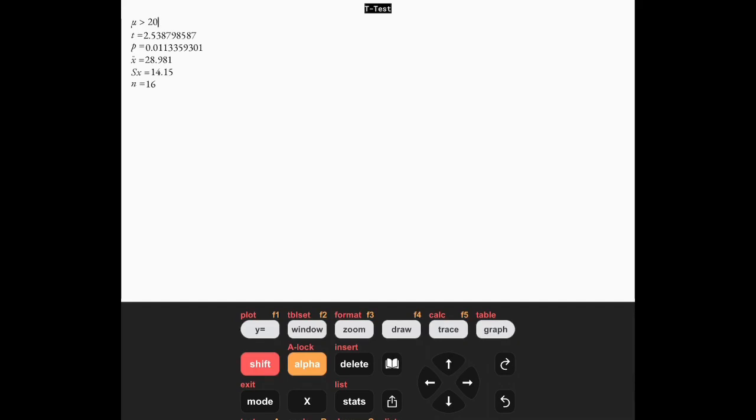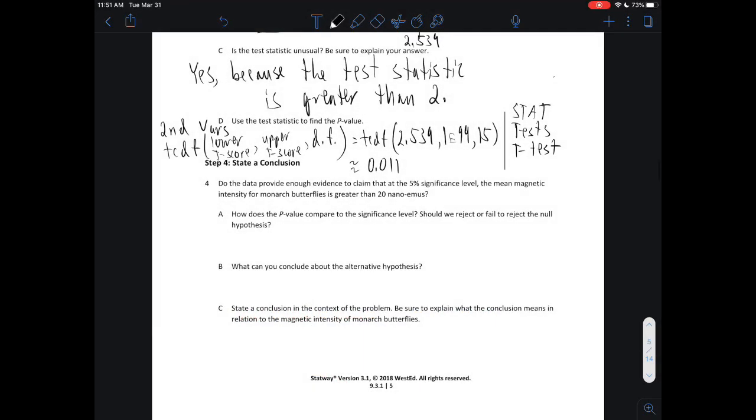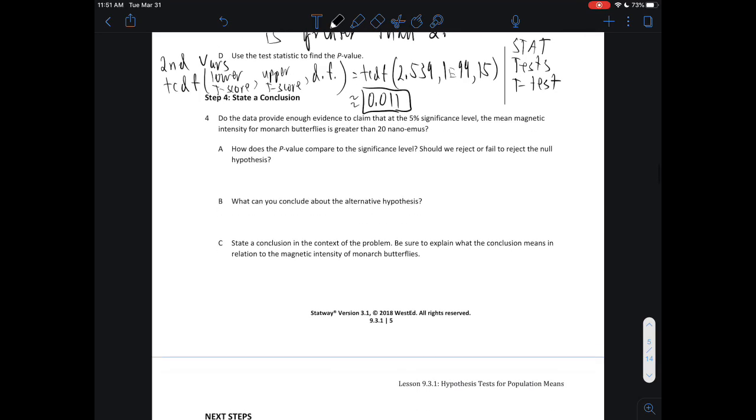And so now you can see everything that we actually got before this, like our t-score, 2.539. That's what we had as our t statistic. And now you notice the letter P right there, 0.011, which is the same answer that I had from using the tCDF. So now that we have our p-value, we'll go on to step 4, stating a conclusion.